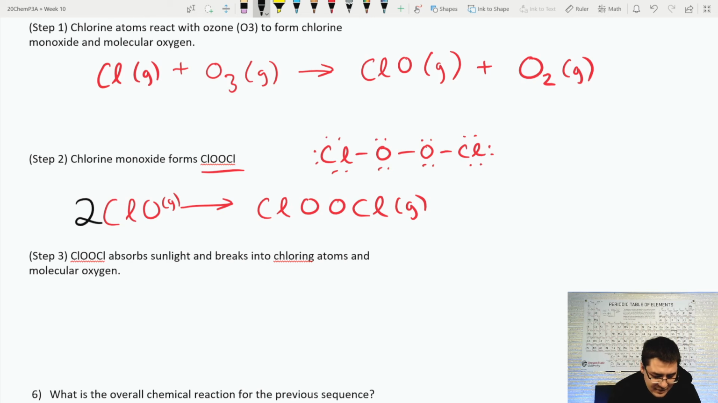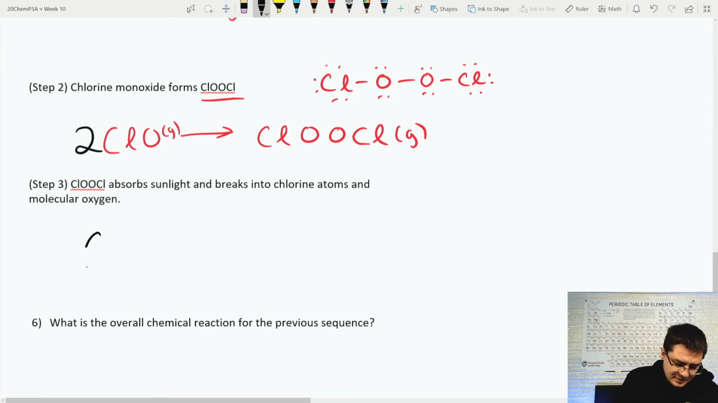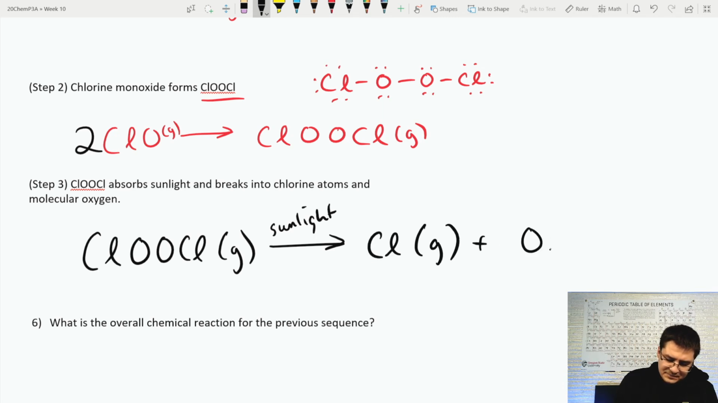Okay, next, it says the ClO-OCl absorbs sunlight and breaks into chlorine atoms and molecular oxygen. So ClO-OCl absorbs sunlight. Okay, say sunlight. And it breaks into chlorine atoms and molecular oxygen.